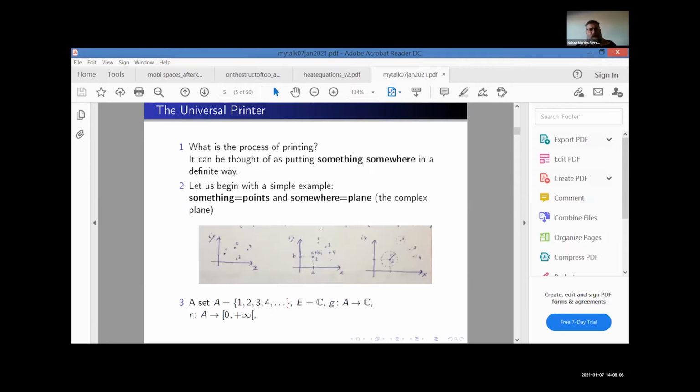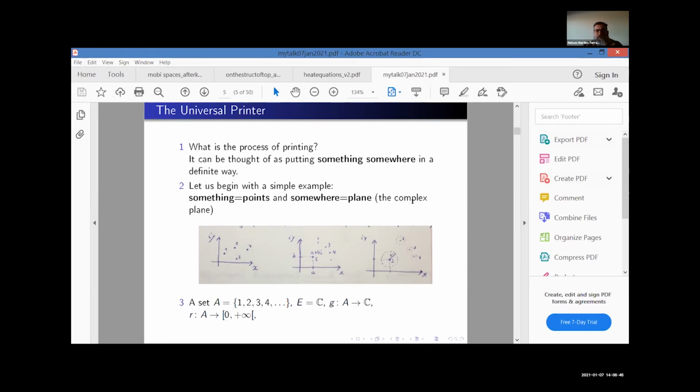Having said this, let me start with a very basic and very simple beginning. So, what is the process of printing? In some sense, it can be thought of as putting something somewhere in a definite way. So, the basic simple example of which we can think is putting points in a plane. So something is points, somewhere is the plane.